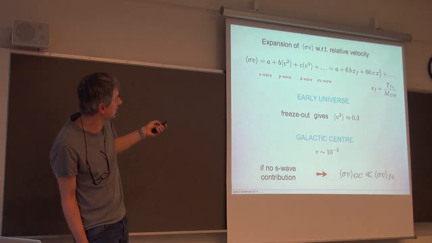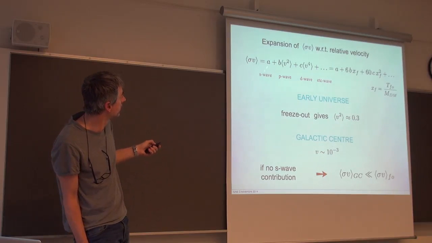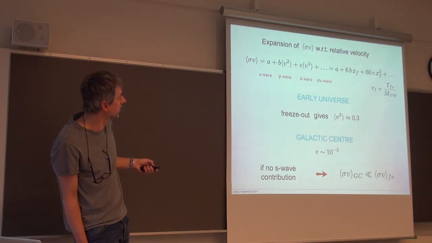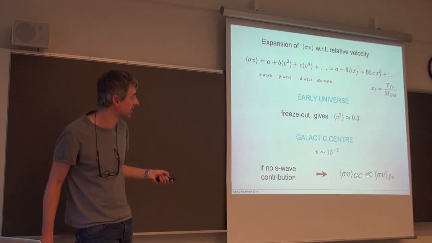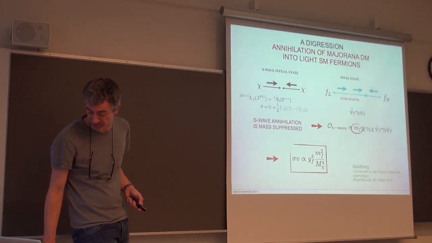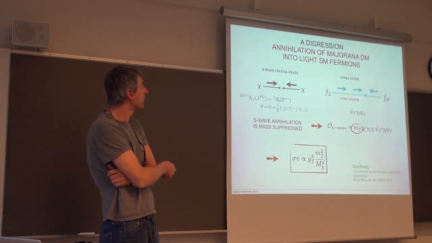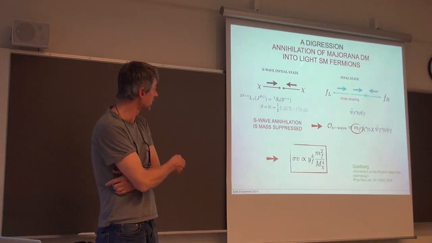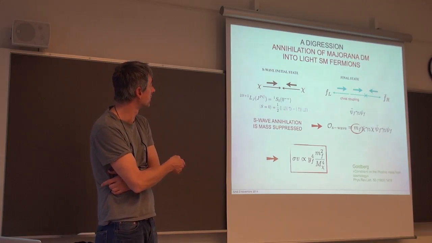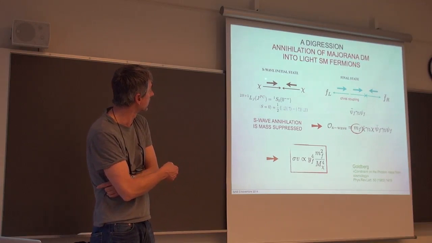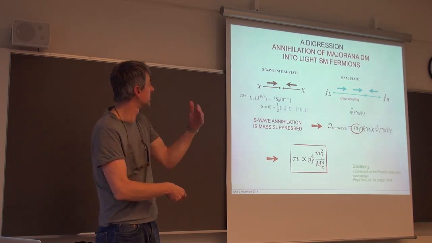As many of you are familiar with, if you have no S-wave contribution, then the annihilation cross-section at the galactic center is much smaller than the one that is relevant in the early universe. This happens in many models, the standard case being a Majorana dark matter particle coupled to a light standard model fermion. So let me recall how it works. The idea is to look at the different possible contributions.